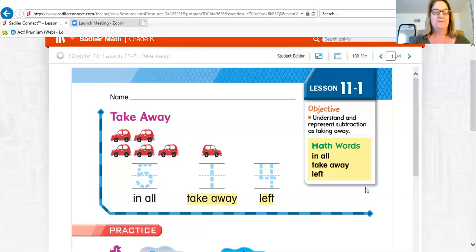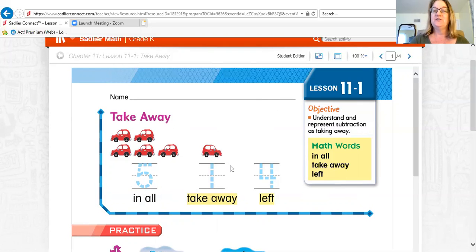We know what that means. We take something away. And in this case, we see that 1 car we will take away. We're taking this 1 car away from the 5 cars in all. And then the third math word is left. How many are left? So after we take away 1 car, how many would be left?